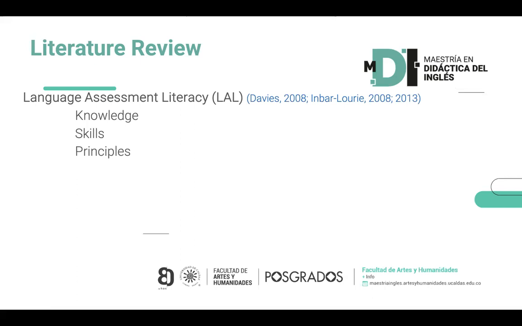And there are three components. You need to know some things, so that's knowledge. You need to be able to do some things successfully, so that's skills. And you need to do some things ethically and fairly. That's what we call, in general terms, principles. So those are the three elements of language assessment literacy.